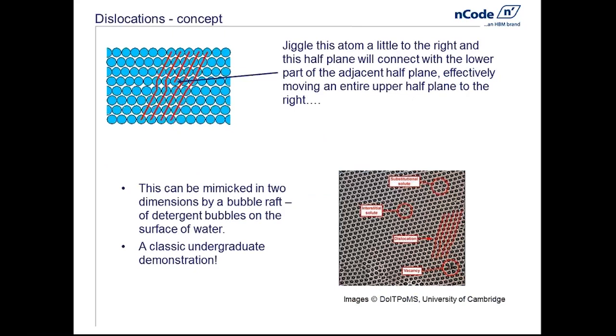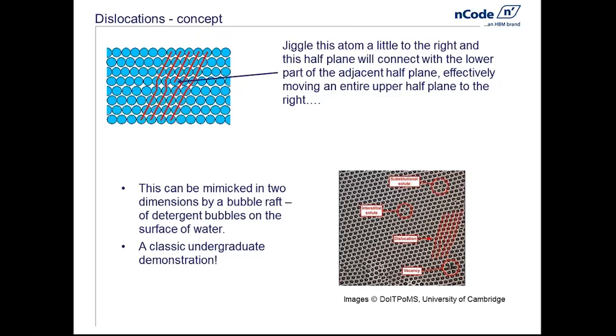If you look at the picture I've drawn at the top, you will see red lines describing the planes, and you will notice that one of them, the one in the middle at the top, is a half plane. Now, if you jiggle the atom that I've got the arrow pointing at a little bit to the right, then the whole plane will flip over, and that half plane will effectively have moved a half plane to the right. In other words, you can see that there's a means of moving the planes of atoms across one another.